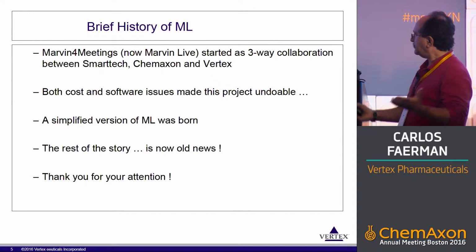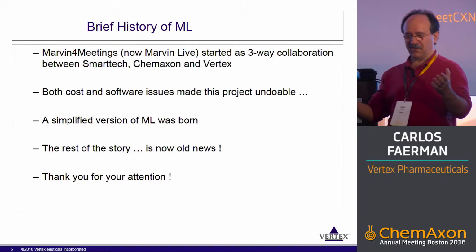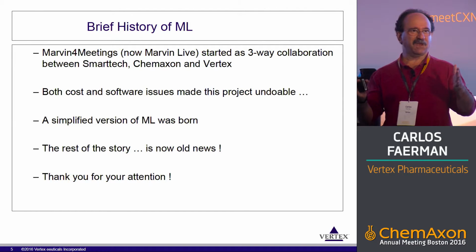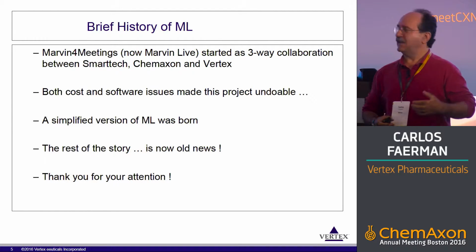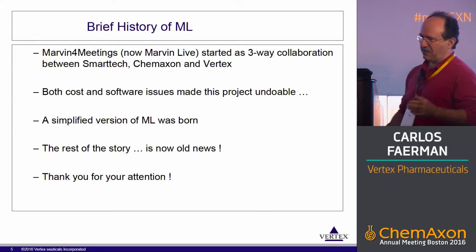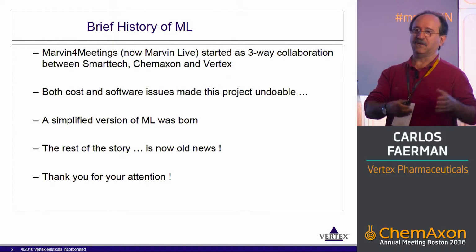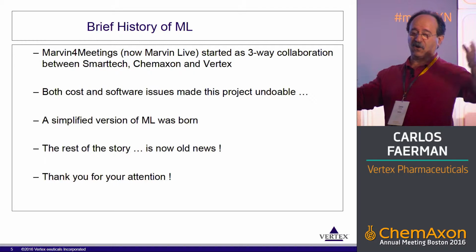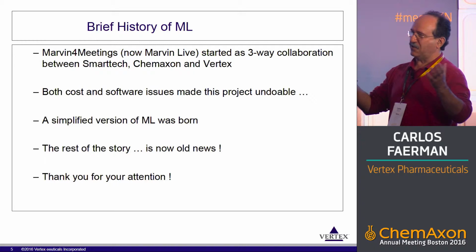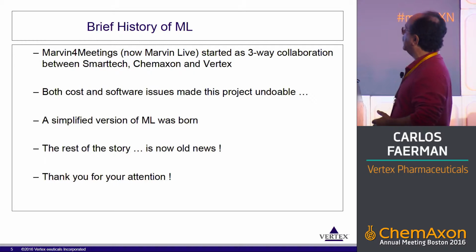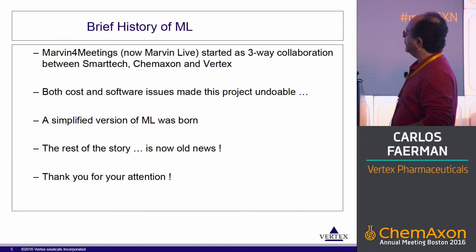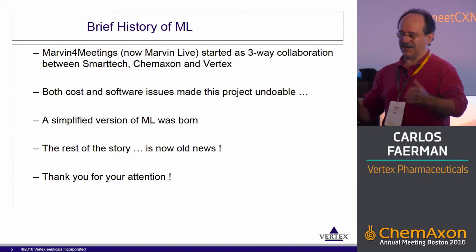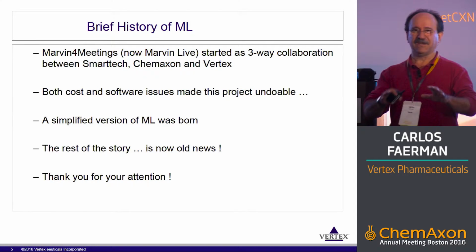And after 3 or 4 meetings, we hit a big wall, both cost-wise and software-wise. Why? Well, the guys from Smart Tech had their own software that ChemAxon had to talk to. The cost of the whiteboard was in the order of $10K typically. And then Vertex has our own agenda. And eventually, I just put my foot down and said, that's it.